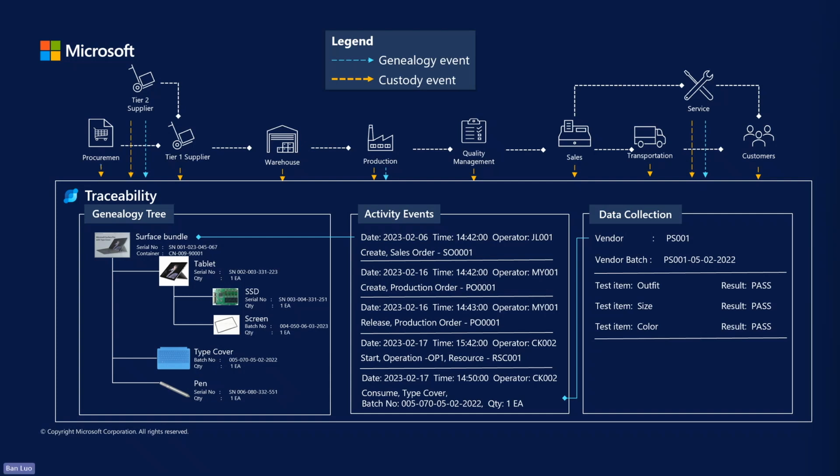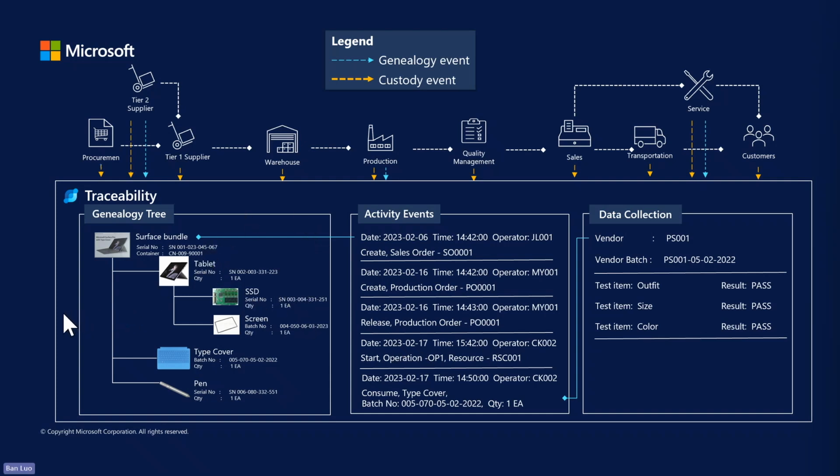We track two kinds of information. The first information is in the blue line. It's called the genealogy event. This information is collected from the suppliers, manufacturers, and customer service. The genealogy event, also known as the as-built BOM and as-maintained BOM, is mapped to our first block at the bottom.